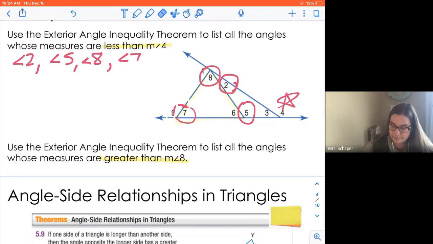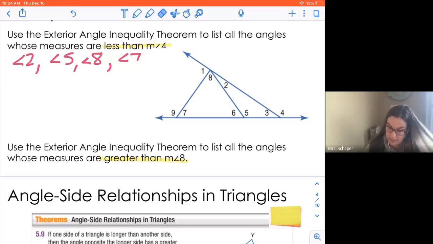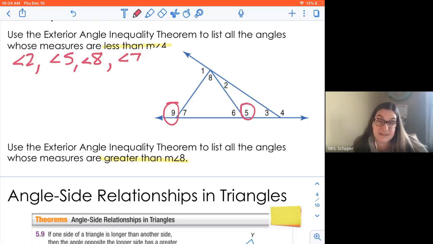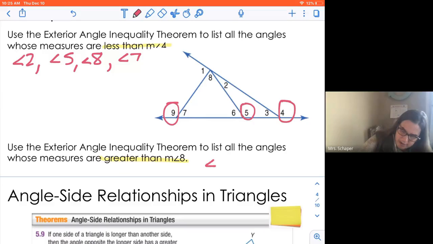Now I'm going to clear this all off. We have to find the ones more than 8. So 9 is going to be more than 8 because 8 and 6 are the remote interior angles for angle 9. 5 is going to be more because 5 is the exterior angle for the 8 and 7 remote interior angles. 4 is more than 5, so that would make it more than 8. I think that's it. Angle 9, angle 5, and angle 4.